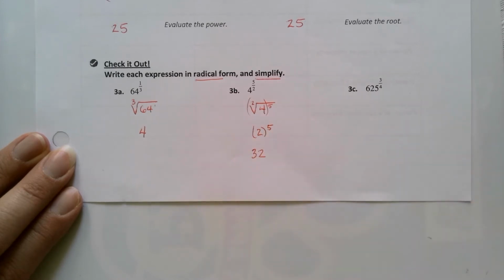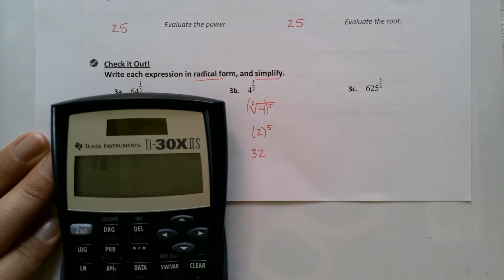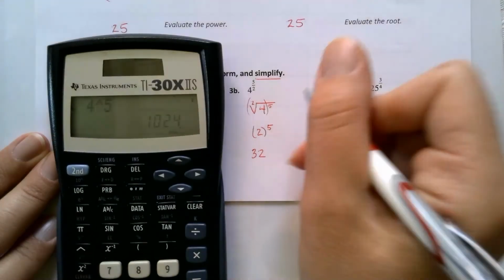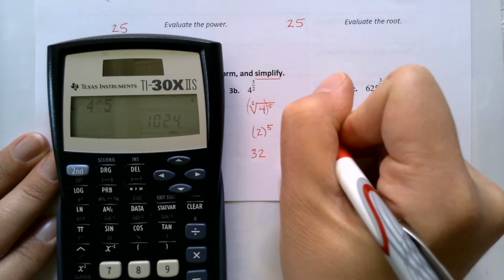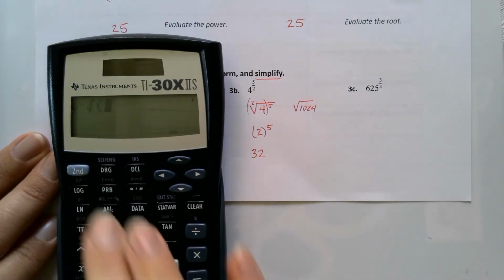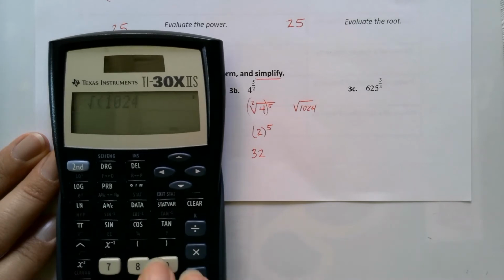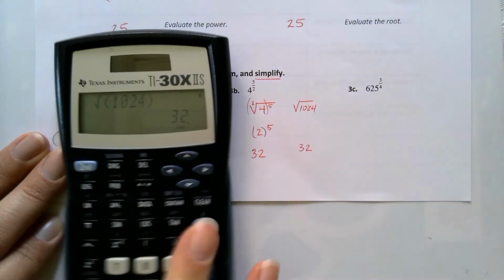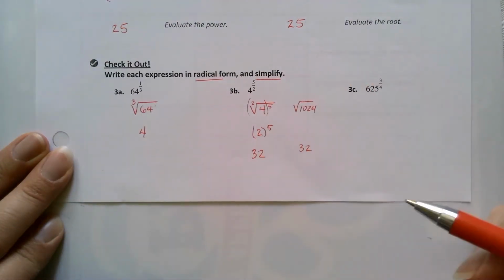Now, the other way you could have done it is you could have taken 4 to the 5th, which is 1024. So then we would have had the square root of 1024, and we would end up with that same outcome of 32. But I could do this a little bit easier.